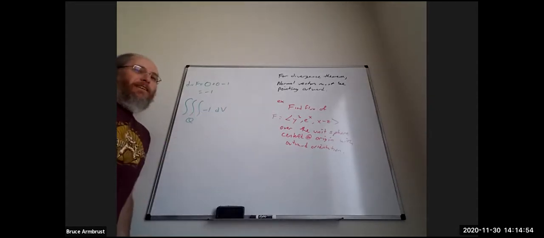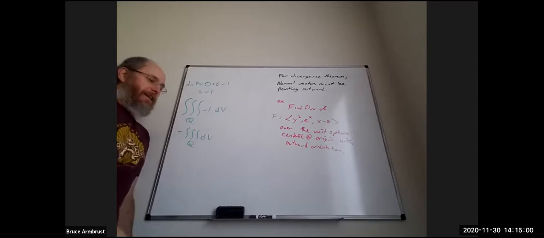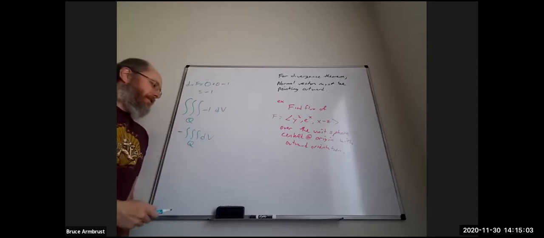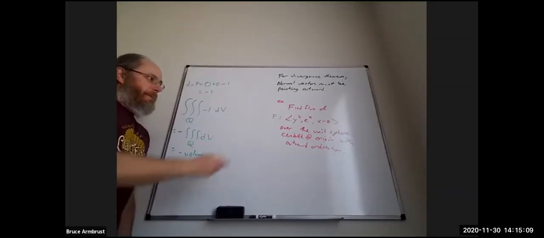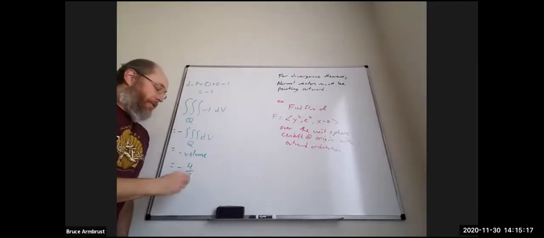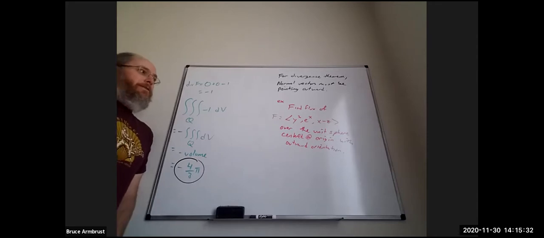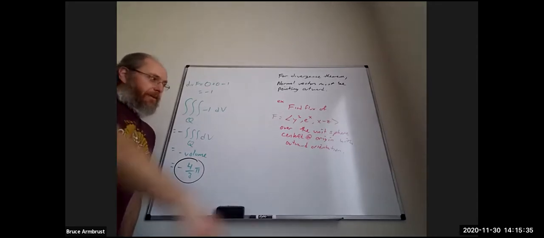Okay, because now you want to check this one out. Since it's just -1, well, that's the negative of just dV. What do you get when you integrate dV? Just the volume. So this is the negative of the volume. What's the volume of the unit sphere? Well, for a sphere, it's 4/3 pi r cubed, and r is equal to 1. Okay, there you go. There is the flux over that unit sphere of this field.